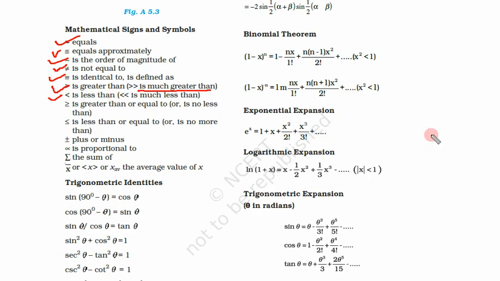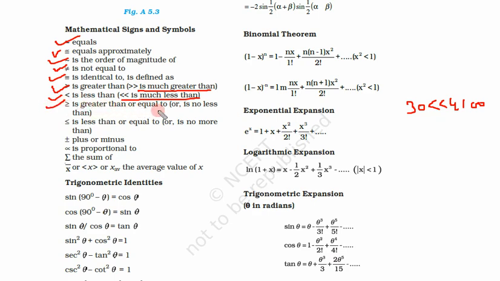Now less than, same example, 30 is less than 41, okay, and this symbol is much less than, very less. So this is also a very important symbol. These two symbols are very important.